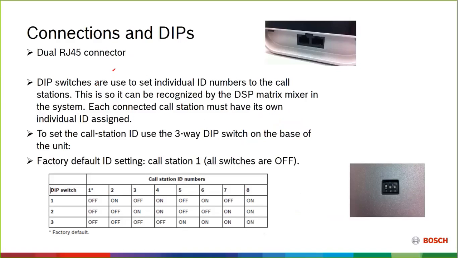As I said, we can run a 500-meter daisy chain of call stations, and each call station has a dual RJ45, and you need to address them. They need to have an ID, right? So you can't have duplicate IDs, and we just put little dip switches. So if it's call station 1, all 3 dip switches would be off, and so on, to give each call station its unique ID so the system knows which one is talking to it.